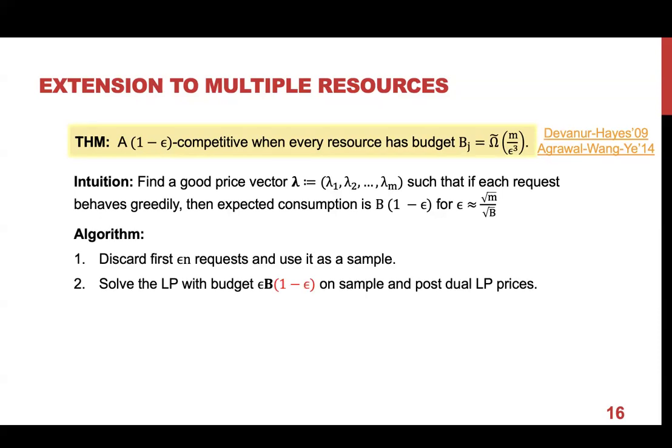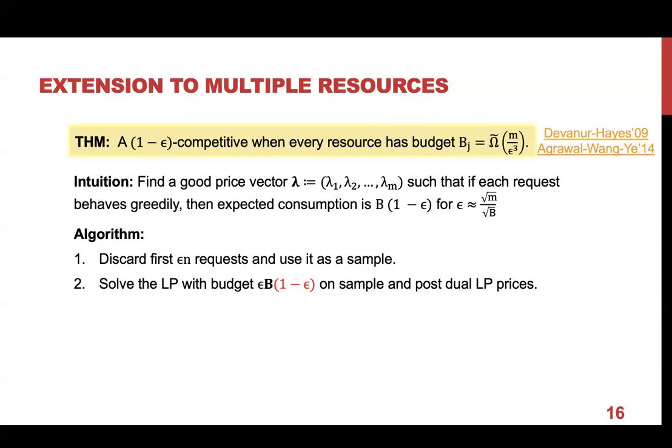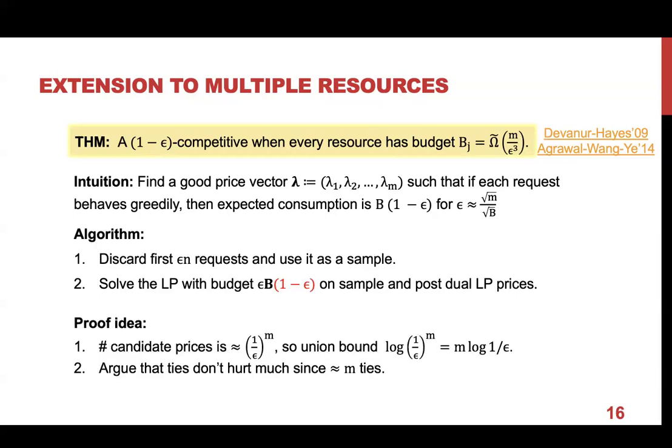And that's exactly what you do. So this immediately gives you the corresponding algorithm. Again, discard the first epsilon fraction of your requests, solve the LP on the first epsilon n requests, but not with budget B, with budget epsilon B, because in the first epsilon fraction you expect only epsilon B of your budget to be consumed by the optimum. So solve it again up to a 1 minus epsilon factor to absorb standard deviation. Look at the duals of that LP, set that as prices. And the claim is you'll again get a 1 minus epsilon approximation, as long as your budget is like m over epsilon cubed.